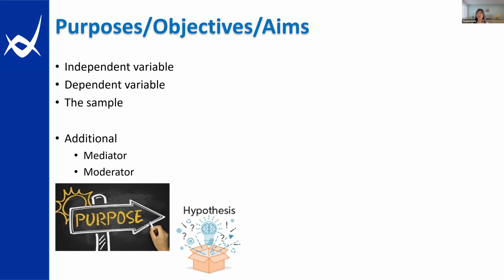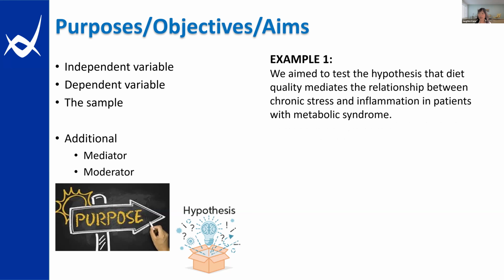So purpose, that leads to your purpose statement, right? In the purpose statement, you need to make sure you include the independent variable and dependent variable and your sample or target population, right? And sometimes you may have additional variables like a mediator or moderator. So, for example, we aimed to test the hypothesis. Usually your purpose statement comes with a hypothesis, right? Hypothesis that diet quality mediates the relationship between chronic stress and inflammation.